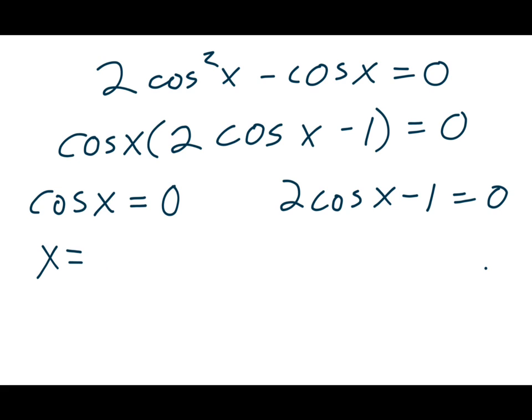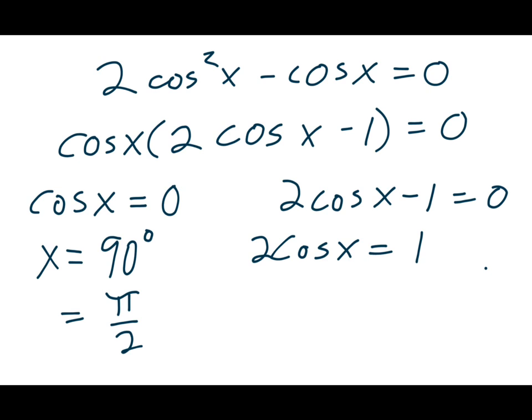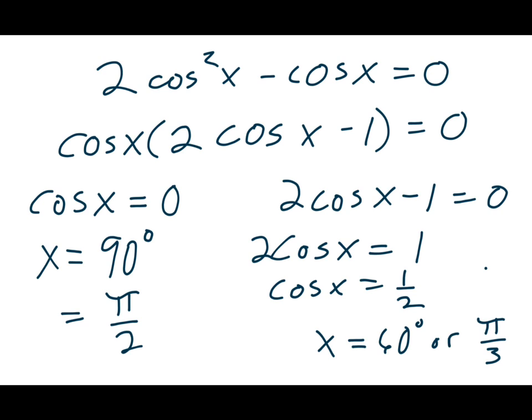x can be 90 degrees, or in radians, that's pi over 2. Okay? If we solve here by adding 1 to both sides, then dividing by 2, then do the cosine inverse again, we find it to be 60 degrees, or pi over 3. Okay, so that's basically how we're going to solve these things.